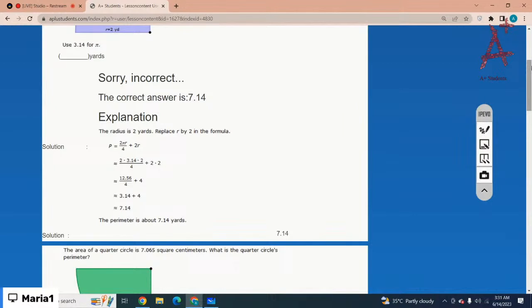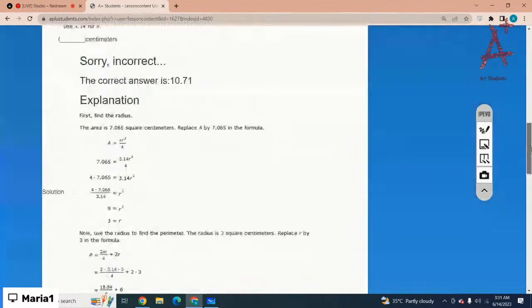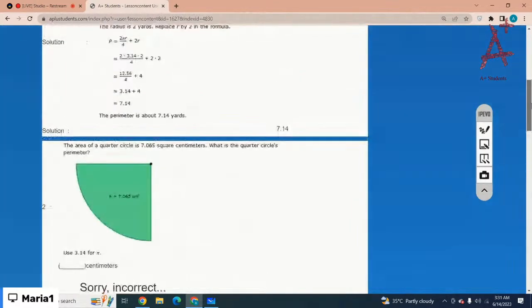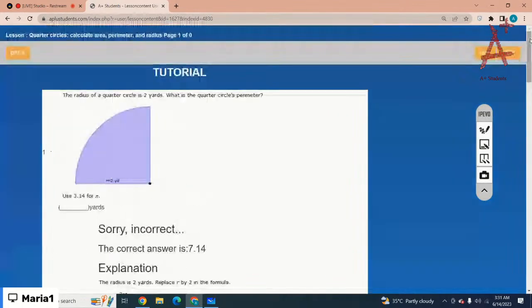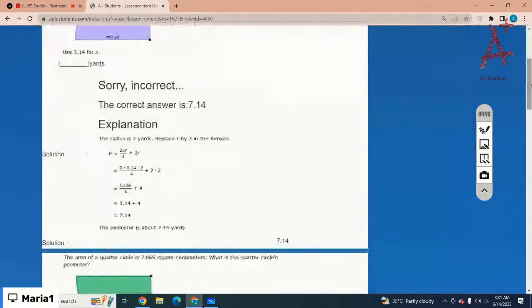Okay, let's just start with the question. Just keep in mind the formula for the perimeter. That would be 2 pi r divided by 4 plus 2r. Let's just start with the practice question. Hold on, let me just. Okay, let's just start with the test questions.